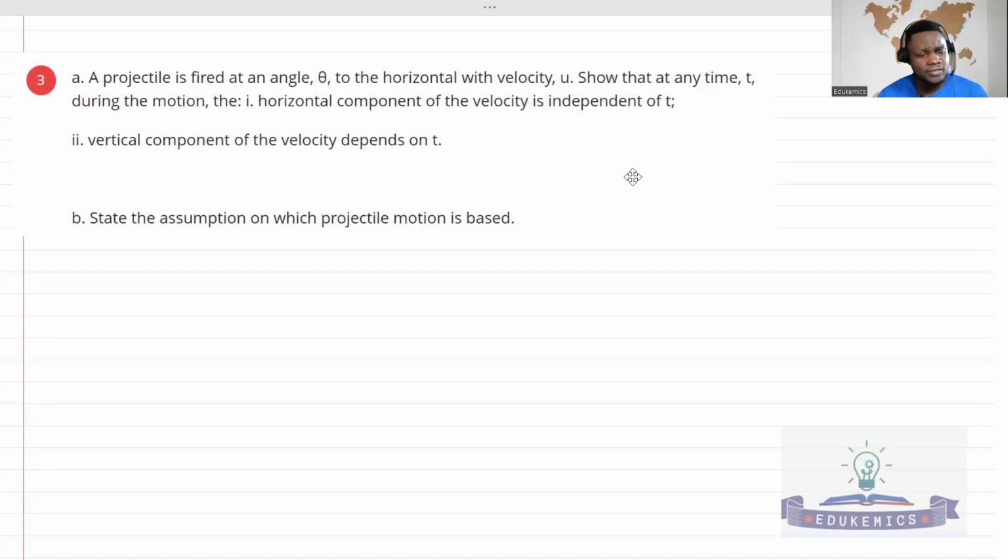So let's solve this. We have to have an understanding of what a projectile is. A projectile is an object that is thrown into space upon which the only force acting on it is gravity. The only force that is acting on a projectile is gravity. So projectiles can be anything from a thrown ball in the air to a missile that is being launched.